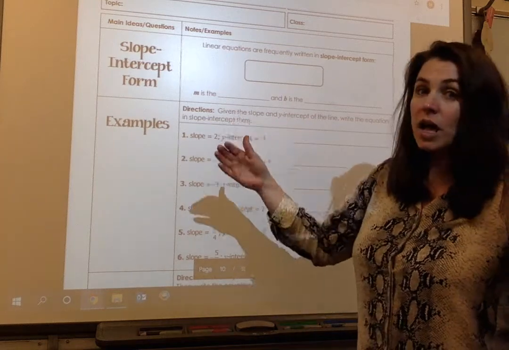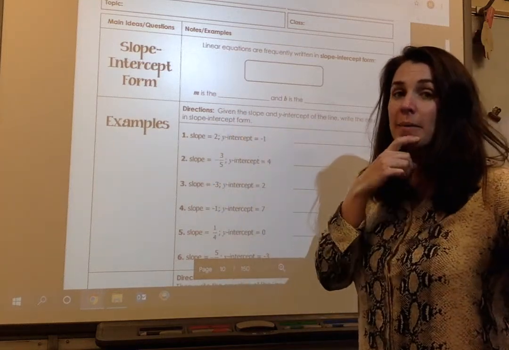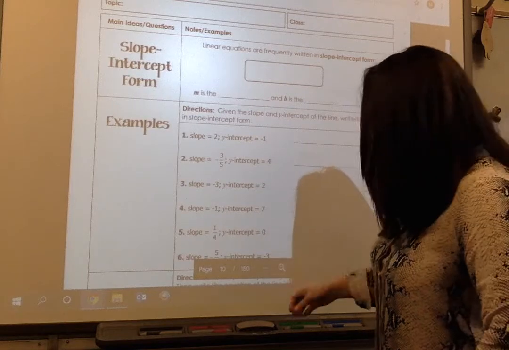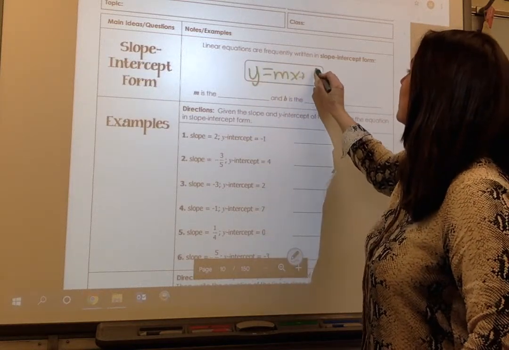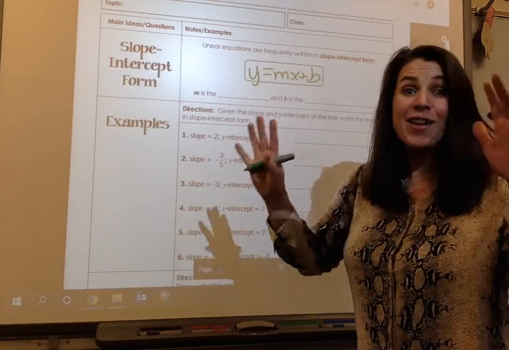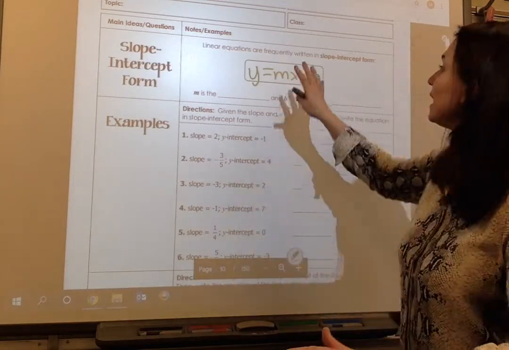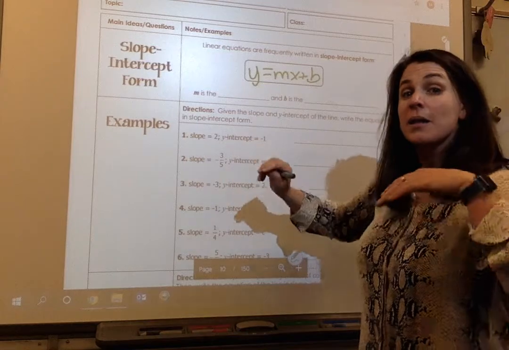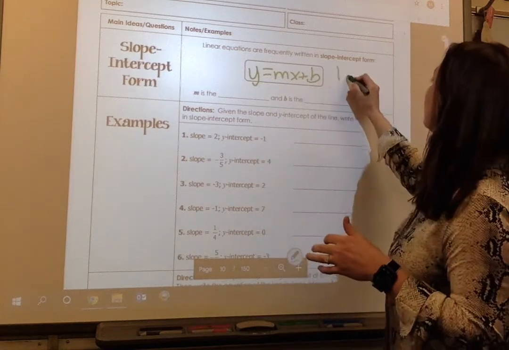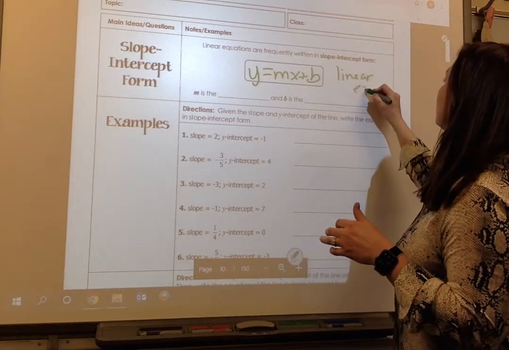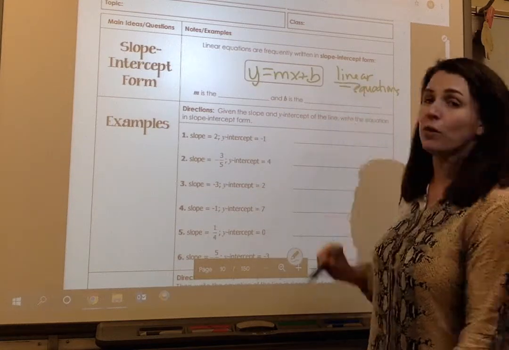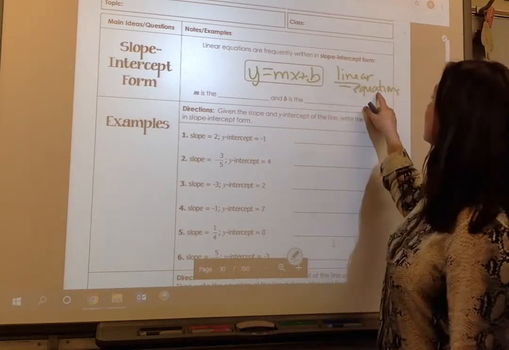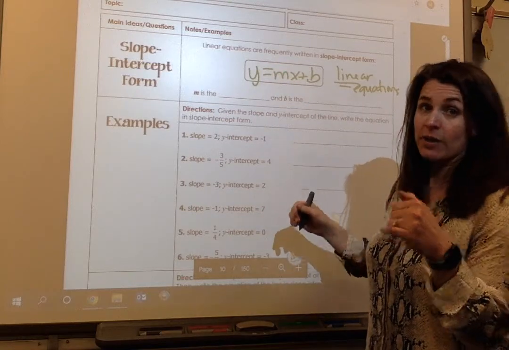So we talked a lot in class last time about slope, and we looked at this formula right here, y equals mx plus b. And I said, if you leave algebra not knowing anything, at least know this, because this whole unit is linear equations, and this is where we started. We said it's going to form a line, and it's an equation because it has that equal sign in it, right?